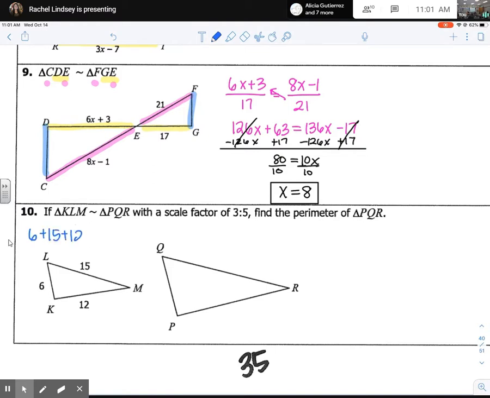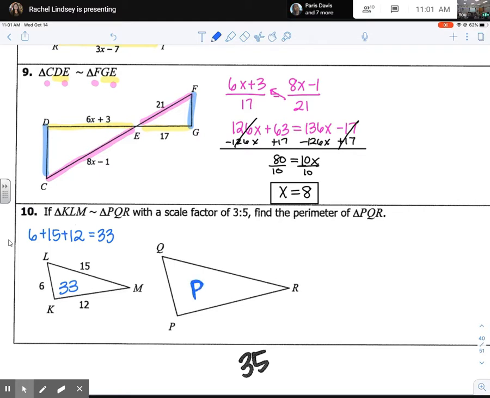Okay, so 6 plus 15 plus 12. Alright, 6 plus 15 plus 12. What? No, it's not. 6 plus 15 plus 12 is 33. 6 plus 15 is 21, which would make that 33 there. Yeah, get it right. Okay, so the perimeter of this one is 33, and we want to know the perimeter of the big one.